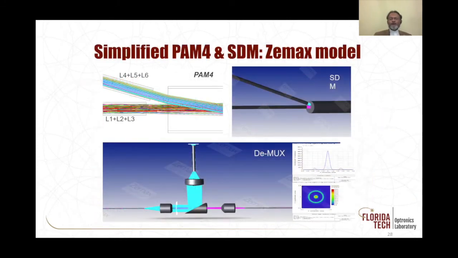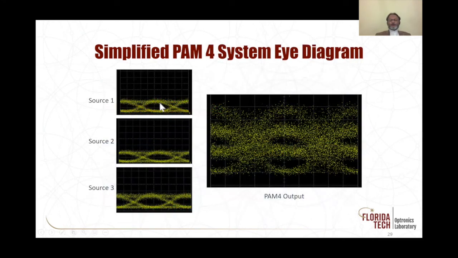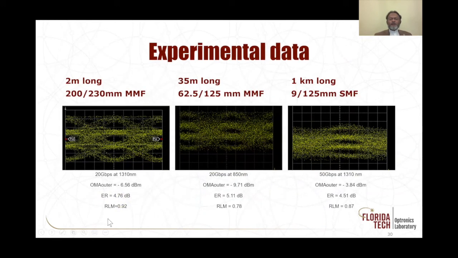If we go and do that, here is the simulated version using Zemax that tells us that yes, I can have SDM. I can combine 3 laser sources here and 3 laser sources in each channel, and I will get my SDM channel, very similar to what we used to do. Laser sources 1, 2, and 3 run in parallel, you combine them together, and here is my PAM4 output. So now we go and apply it to some real world applications.